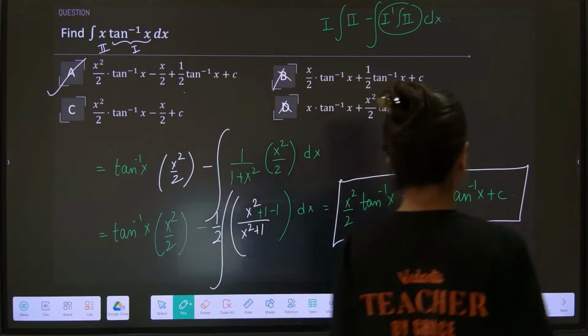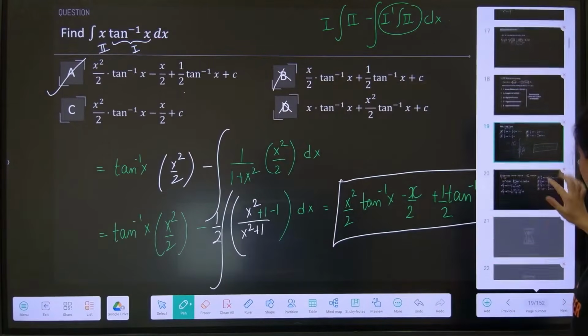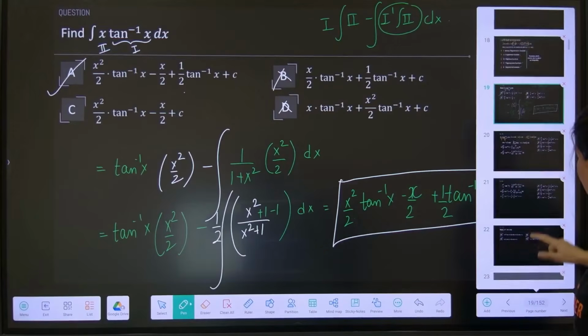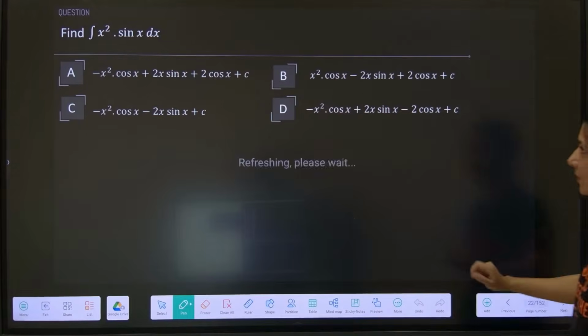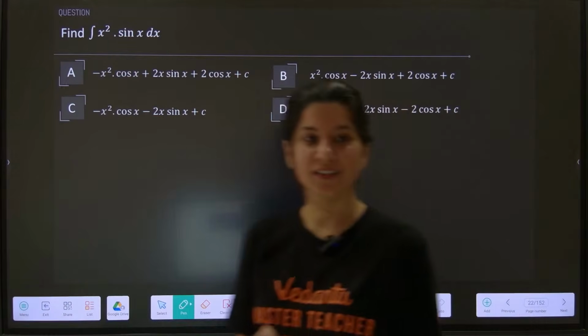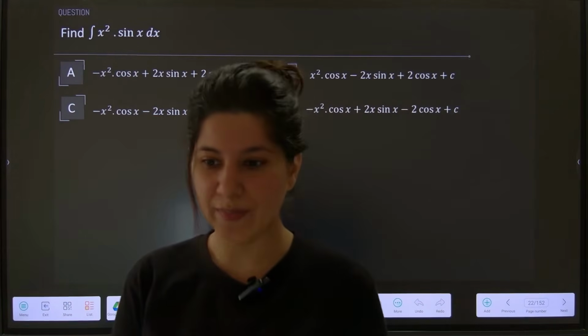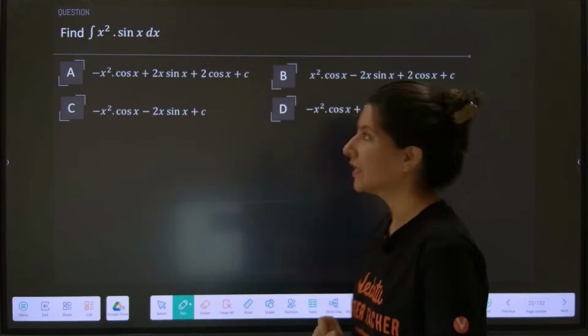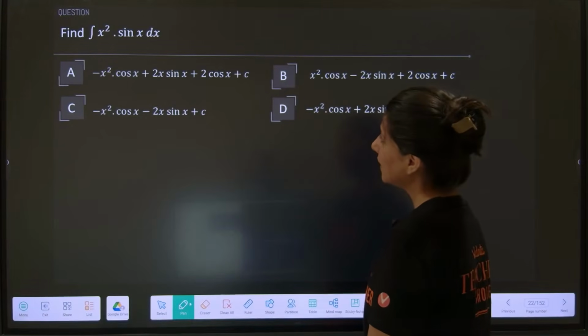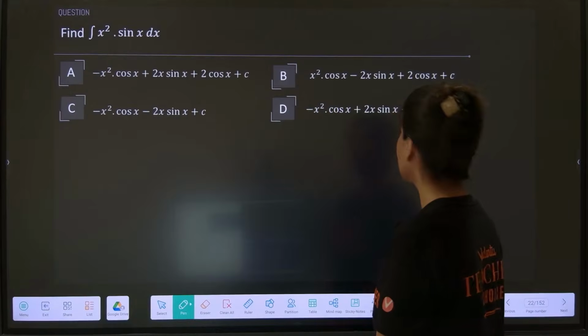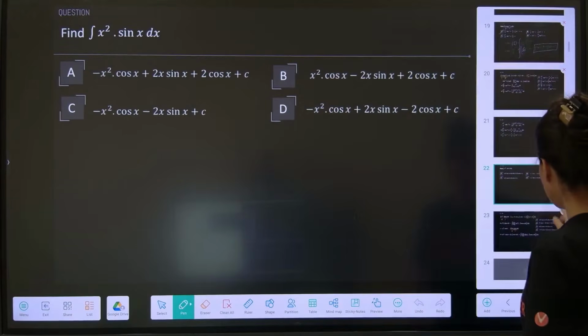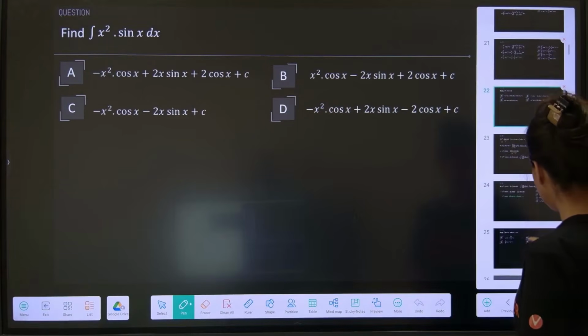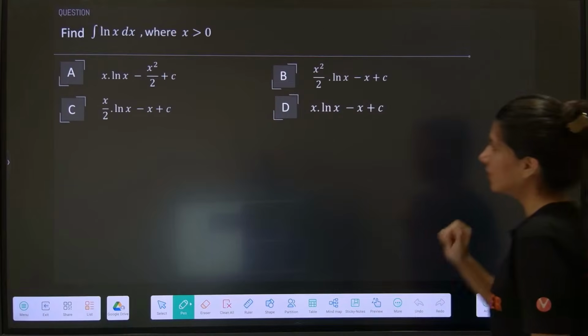Yes? By parts? Not very difficult, right? Chalo. Ninja technique coming on your way, by the way. Integral of x square sin x dx. Do we have, let's do this first.